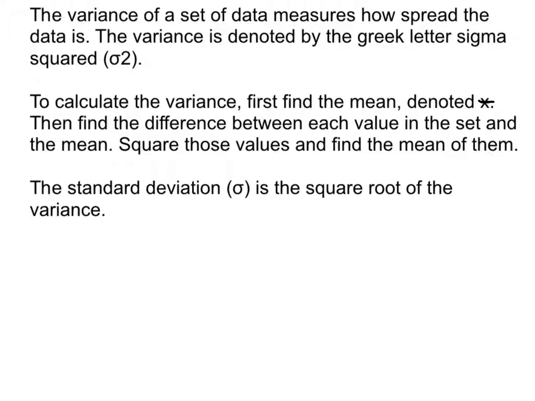We then find the difference between the mean and each value in the set. We square those values, and then we find the mean of those values. And that's how we find the variance. To find the standard deviation, we take the square root of that. Standard deviation is just called sigma by itself. Okay, so make sure you have all this copied down and then follow me to the next slide.